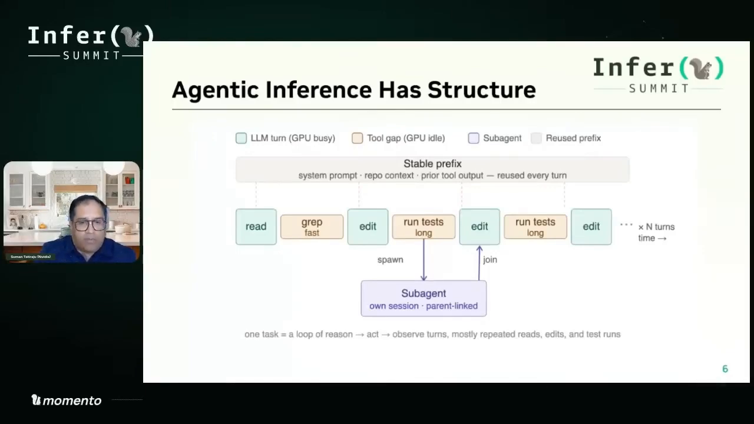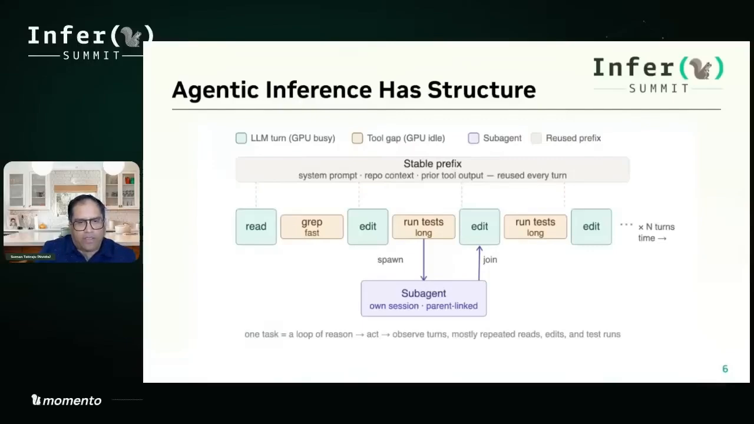There are also subagents which get spawned, and then they join back once they're done, each with its own trajectory. So the key thing that we see here is that in an agentic task, we have many LLM requests interleaved with tool calls. And this starts looking like a structure that we can exploit.